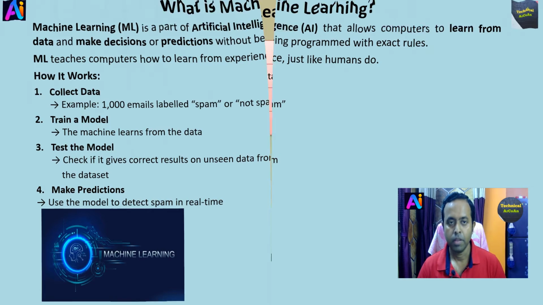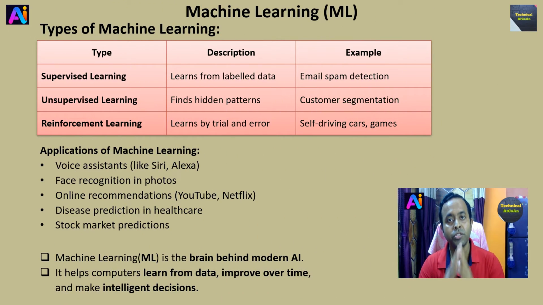Now we talk about three types of machine learning. First one is supervised learning, second one is unsupervised learning, and third one is reinforcement learning. Supervised learning works with labeled data, and unsupervised learning works with unlabeled data. What is labeled data and what is unlabeled data?